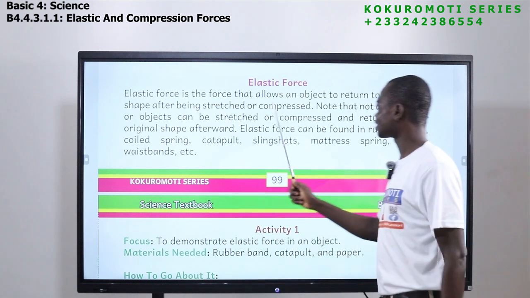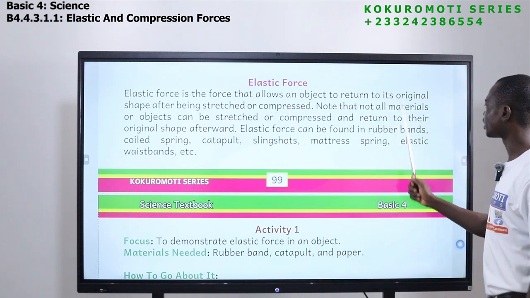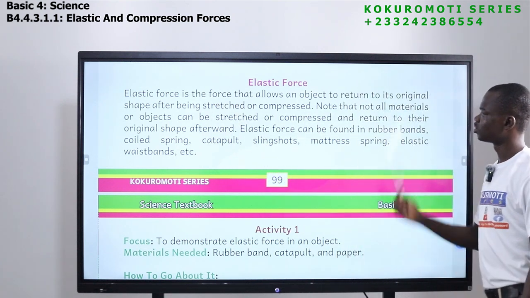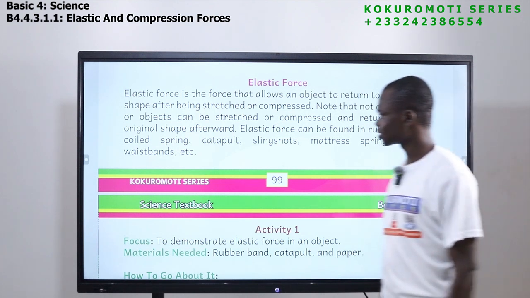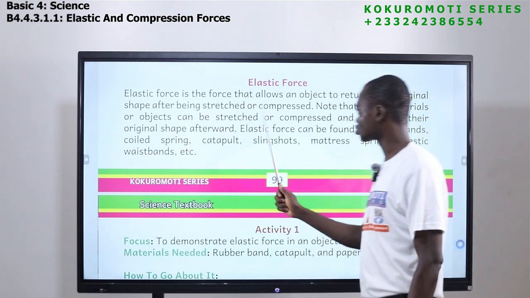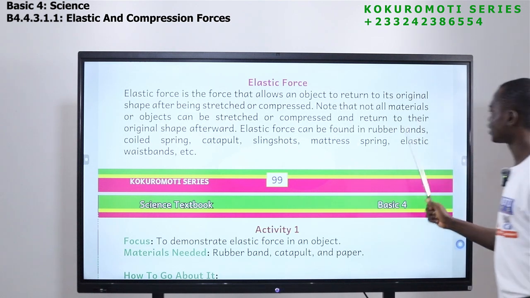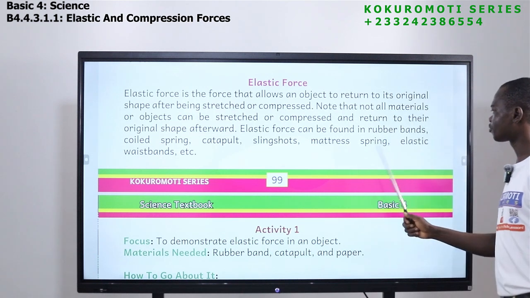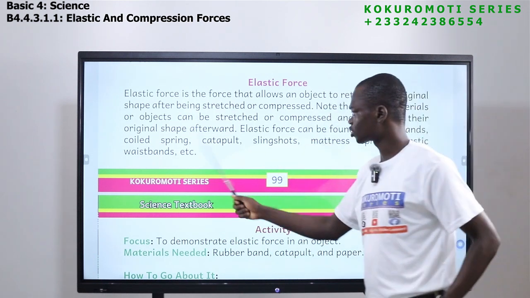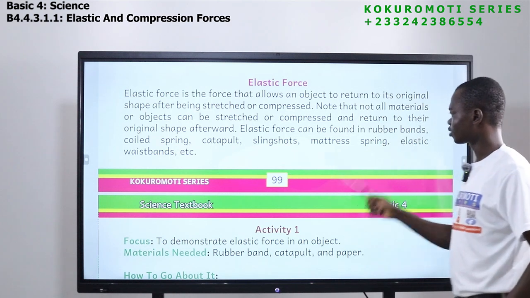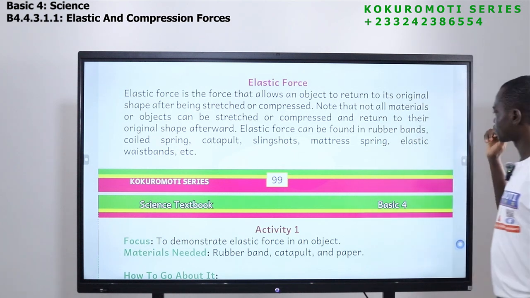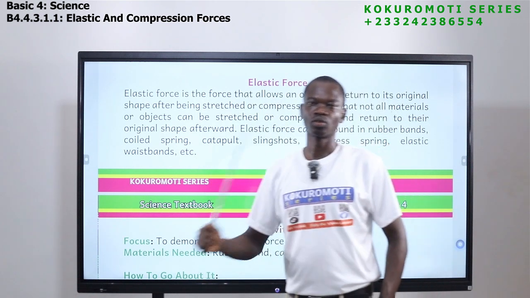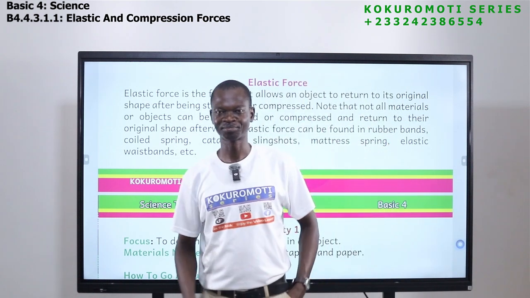So elastic force is the force that allows an object to return to its original shape after being stretched or compressed. Note that not all materials or objects can be stretched or compressed and return to their original shape afterwards. Elastic force can be found in rubber band, coil spring, catapult, slingshot, mattress, spring, elastic waistband, and the rest. So we are talking about elastic force.